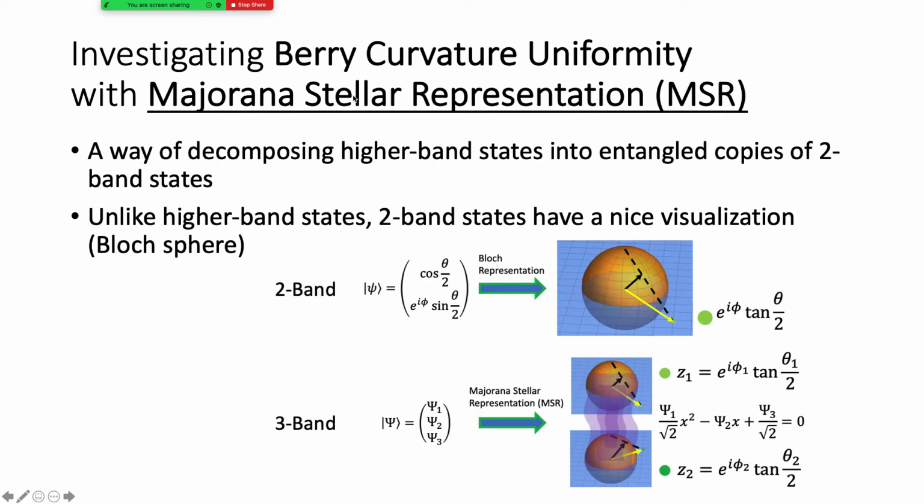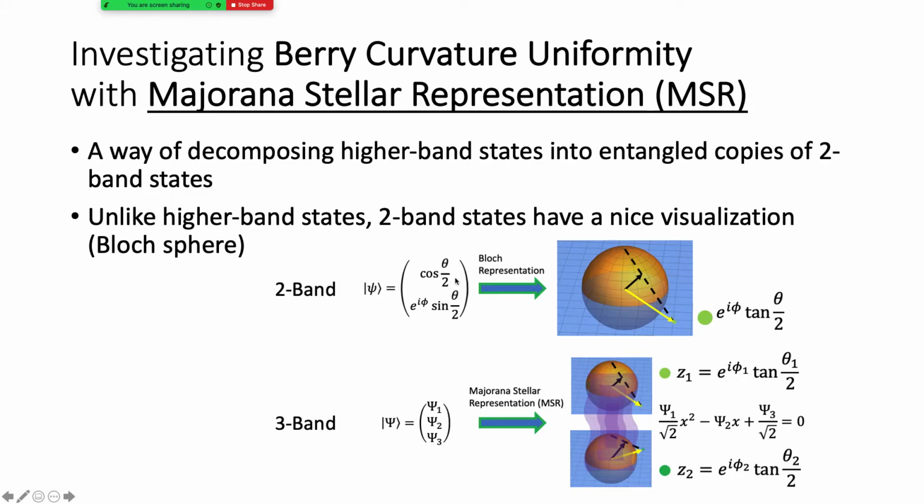There are other methods of understanding the Berry curvature, but this one, using the Majorana-Stellar representation, has not been explored as much. So I used the MSR to write a mathematical formula, which you will see later. So what is the MSR? The MSR is a way of decomposing higher spin states into multiple copies of spin half states.